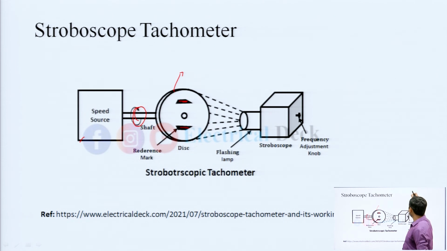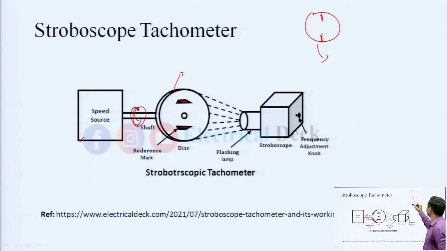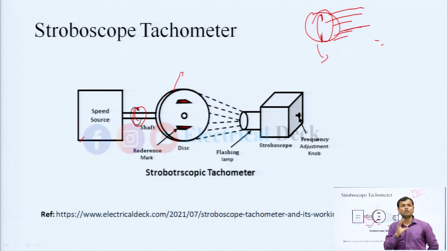Okay. So, when we have certain stationary marks on the rotating disc and the disc moves very fast, when a light flashes on it, the mark is fixed and rotates with the disc, but because of the frequency or intensity of the light, that fixed mark can be seen as stationary. That is the basic principle of the stroboscope tachometer.